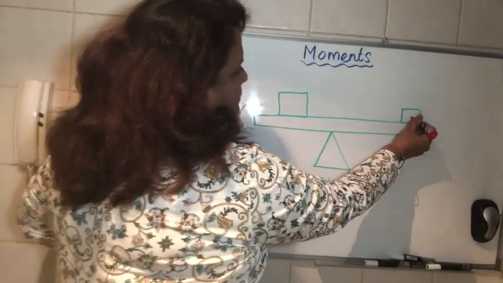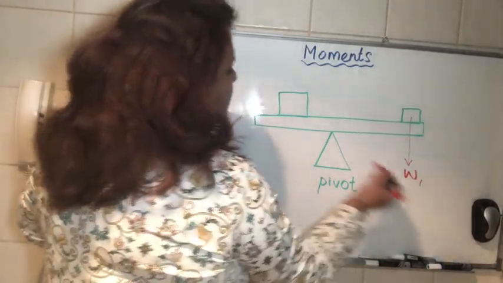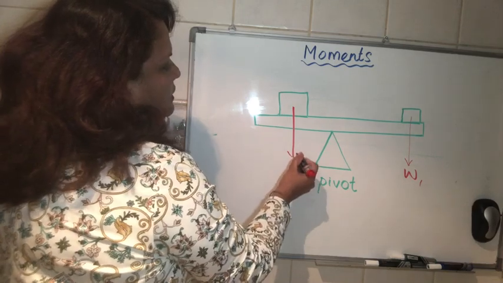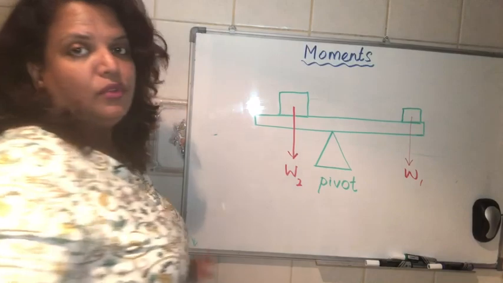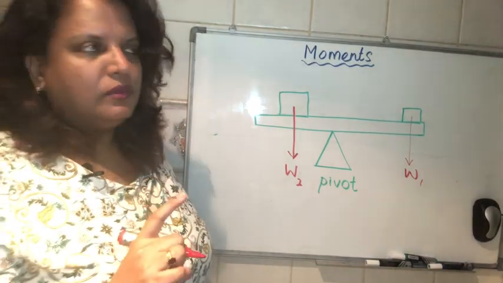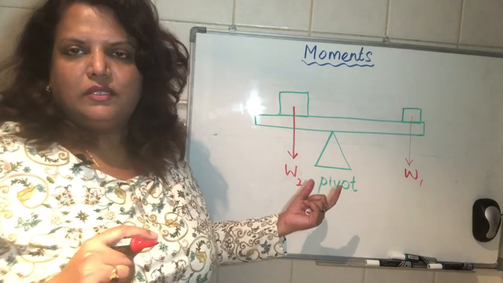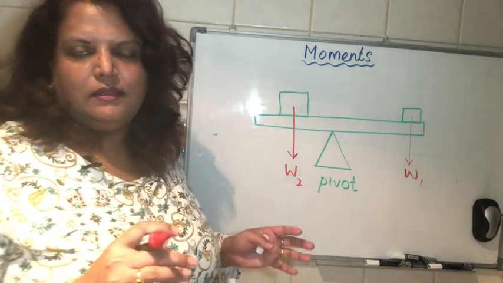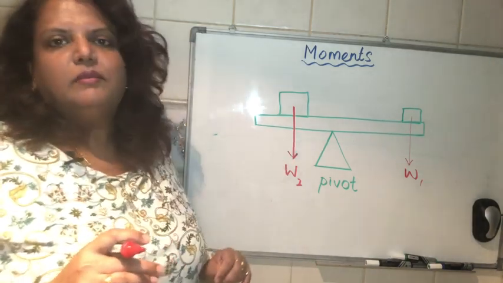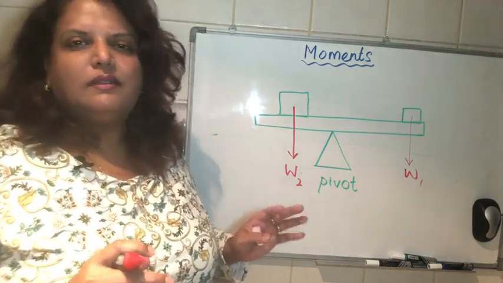Now what's the method? Say for example, if I label this as W1, this as W2, and the distance from the pivot. This again you have to be careful. Here, as I told you earlier, this is a very straightforward situation where you have the pivot in the middle. We'll see in another video a little bit complicated situations where the pivot is not in the middle and how to approach those problems, because that's where students make most of the mistakes.